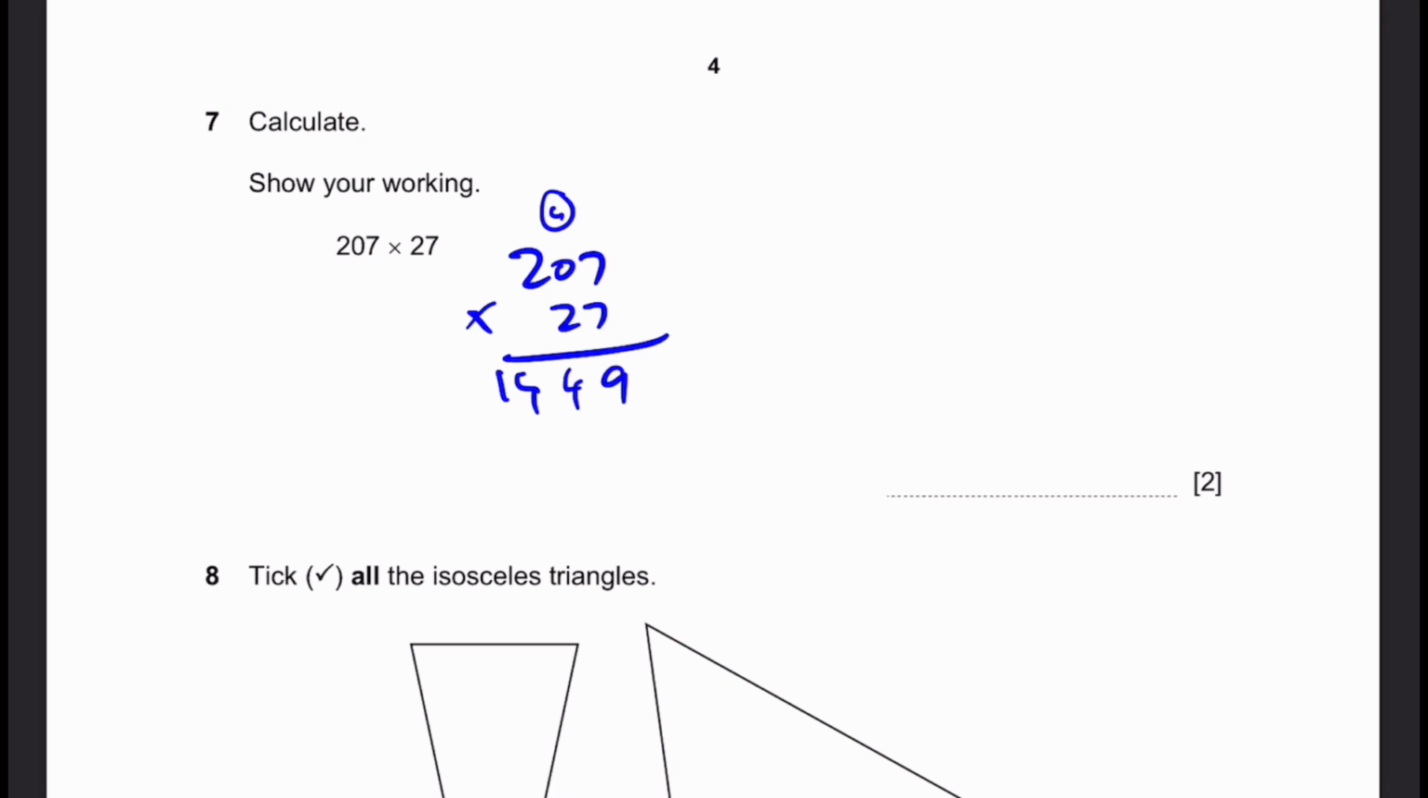And 1449. And now we have 207 times 2. But then we also add a 0 here because we're multiplying by 20, because this is in the tens place. So we add a 0, and then 7 times 2 is 14. That means 1 carry.